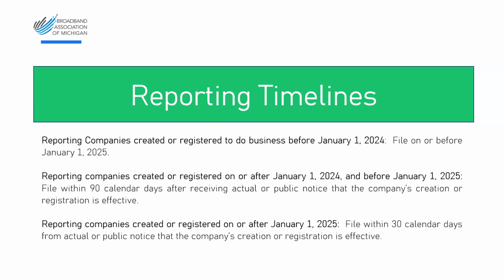Okay, reporting timelines. So if your company is required to file a report with FinCEN, when must it do so? Reporting companies that were created or registered to do business before January 1st of this year have to make a filing on or before January 1st of 2025. So that's probably most of the folks on this call. If a company was created or registered after January 1st of this year, but before January next year, you got 90 days to make your filing. And looking forward, companies that are created or registered on or after January 1st of 2025 will have 30 days basically from creation to file their report with FinCEN. Okay.